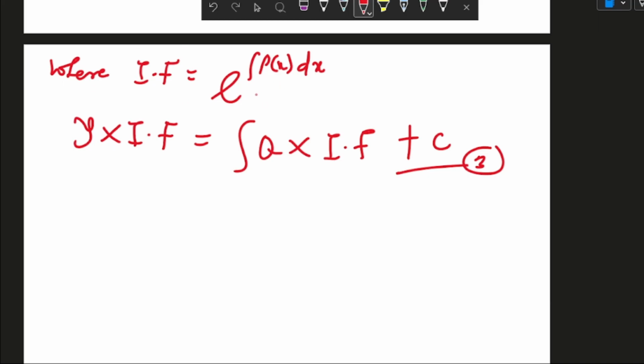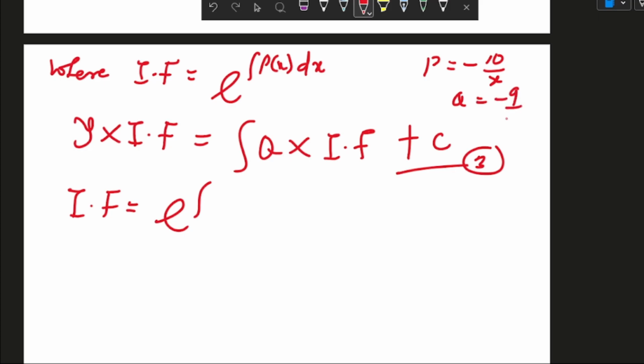And what do I do? My integrating factor is the exponential of the integral. What is p initially? Let me write it here so we'll see clearly. P was minus 10 over x, and our q was minus 9 over x squared. So we can see it clearly here.